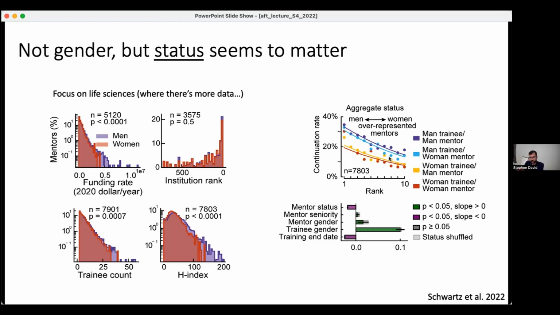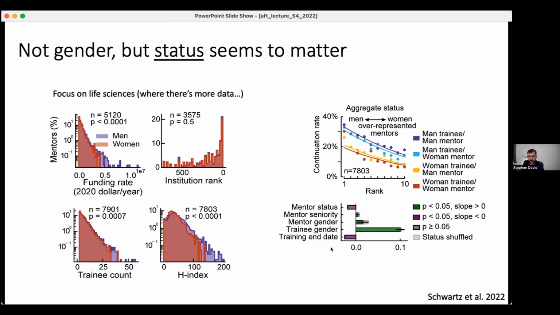First of all, you can see the separation of colors, similar to what we saw before. Women trainees tend to have lower continuation rates, as do men trainees, but there's a very strong effect of rank. Higher status mentors are much more likely to have trainees who continue. And the observation is, if there are more men up at this end of the rank and more women over this end of the rankings, that can explain some of the spread that the mentor gender is producing.